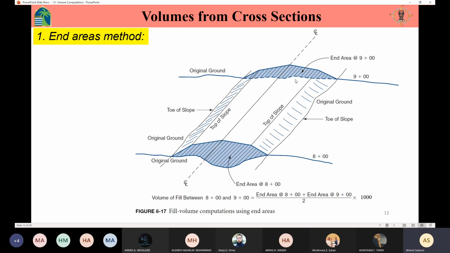Then I need to determine the average. The average is going to be the area at this end and the area at that end, over 2. Then we multiply this by the distance between them. Since this is 8 plus 0, 0 and this one is 9 plus 0, 0, the distance here is 1 kilometer, which means 1,000 meters. This is how we determine the amount of material to be filled here.